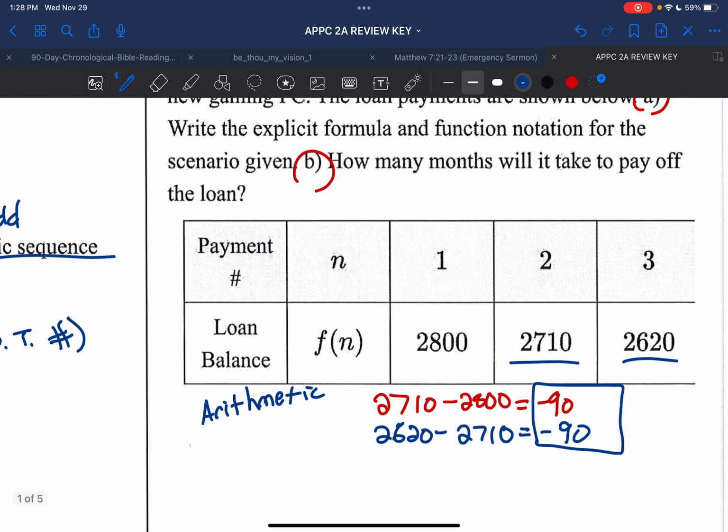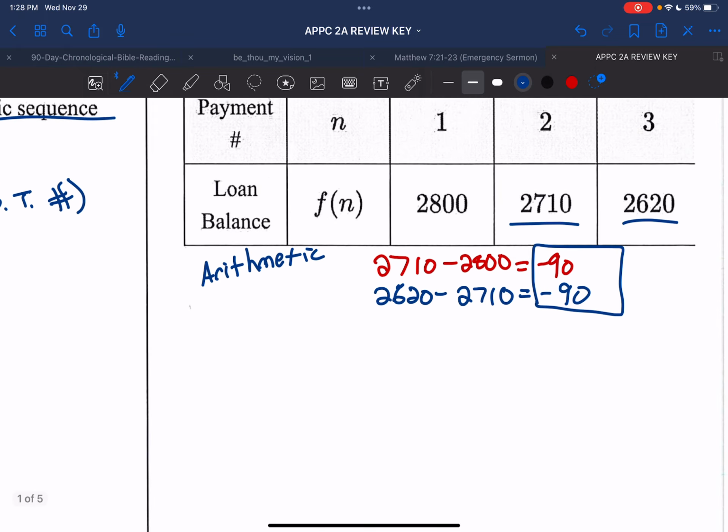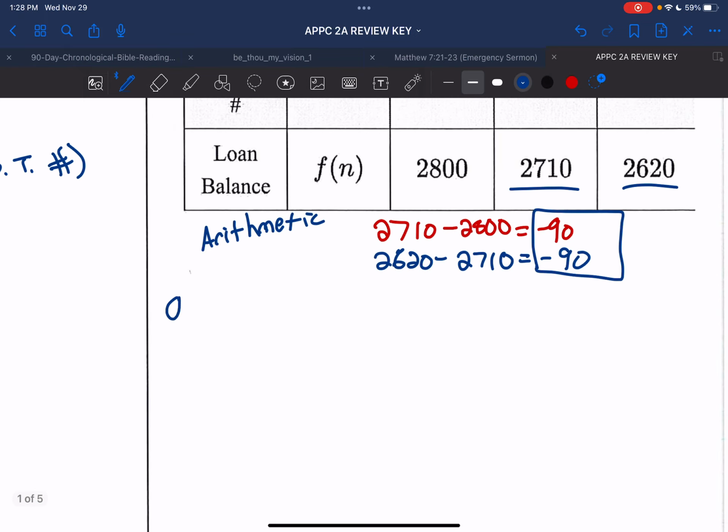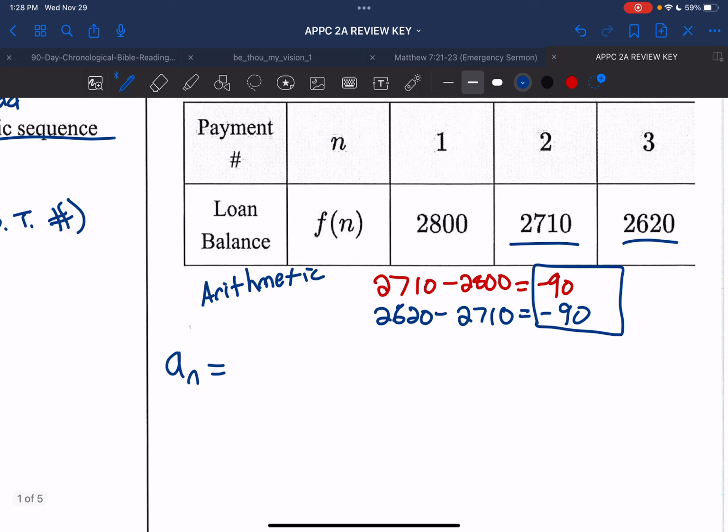So to be able to write the explicit formula in this situation, I know that it's arithmetic. I'm just going to start with A of n equals my starting term number. And notice here, I start after the first payment. So this is talking about term 1, not term 0, because this is after I've made a payment already.